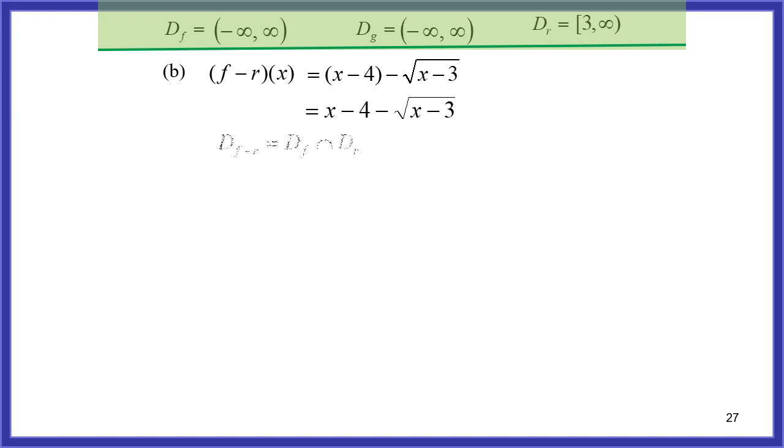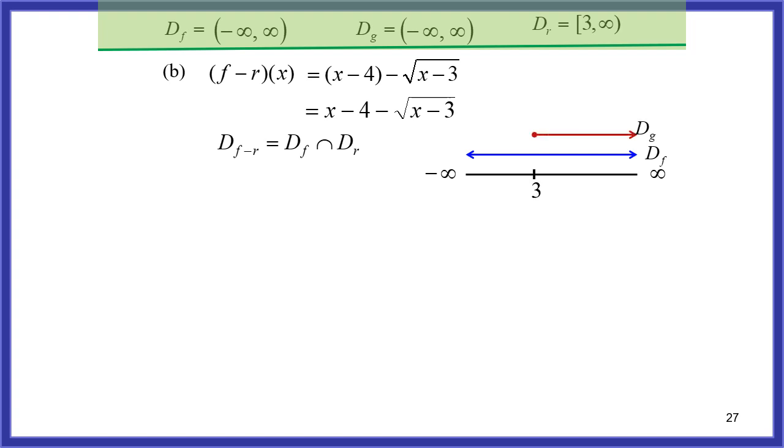And then for the domain between these functions, we need to find the intersection. For the f function, it's from negative infinity to infinity. For the r function, it's from 3 to infinity. So where is the intersection? The intersection is from 3 to infinity. So the domain for this f minus r function is from 3 to infinity.